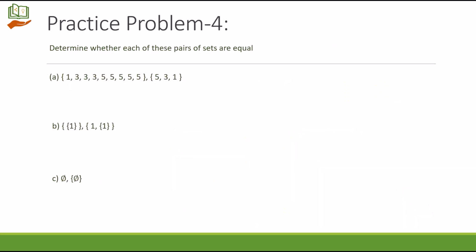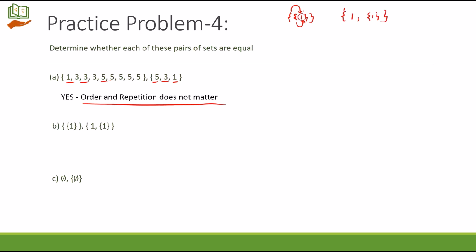Next problem. Determine whether each of these pairs of sets are equal. What about A? Do you have 1? Yes. Do you have 3? Yes. Do you have 5? Yes. They are equal. Order and repetition does not matter. What about the second one? It means a set has one element. This set has another element and that is 1. What about the next one? The outer set has 2 elements here. But here the outer set has one element. Is this one present here? Yes, it is present.